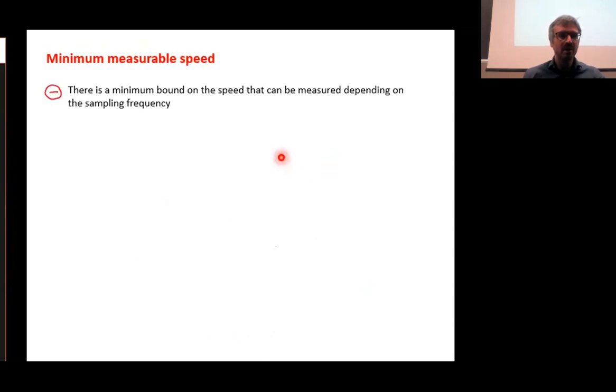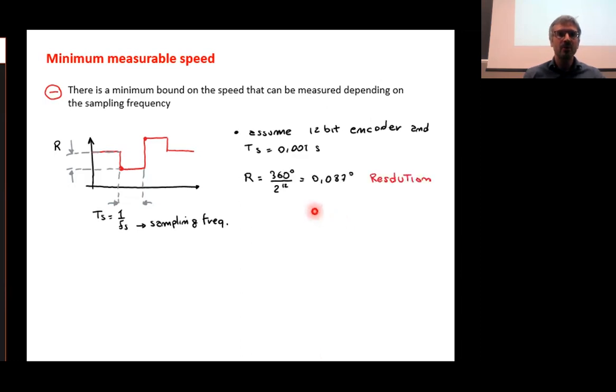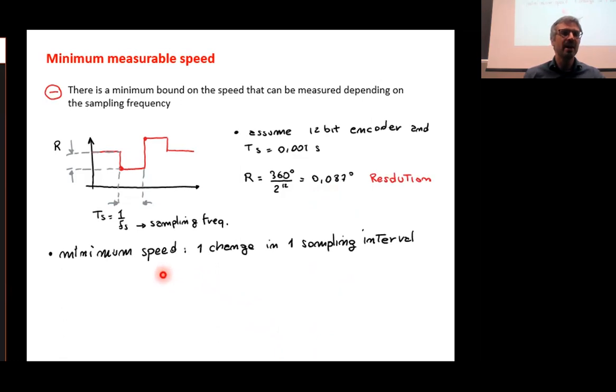As I said, there is not only this problem, but we also have a minimum bound on the speed that we can measure that depends on the sampling frequency. So think again about quantization level or resolution, R, and the sampling frequency that corresponds to a sampling time TS. Assume a 12-bit encoder, which was quite old and was used like 15, 20 years ago. If we compute the resolution, it is 0.087 degrees, which seems like an okay resolution. But the minimum speed that you can measure is the one where we have a change of one quantization level in one sampling interval.